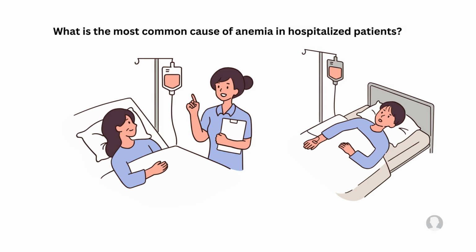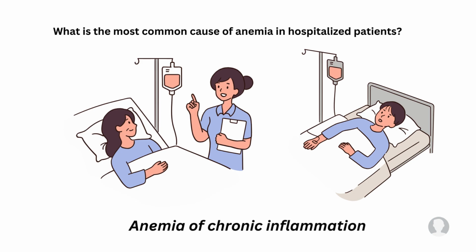What is the most common cause of anemia in hospitalized patients? The anemia of chronic inflammation is commonly associated with systemic diseases, including chronic inflammatory conditions, rheumatoid arthritis, chronic infections such as tuberculosis and HIV infections, viral infections, malignancies. So, this is very common in the hospital, and it is the second most common type of anemia in the world, second only to iron deficiency anemia.